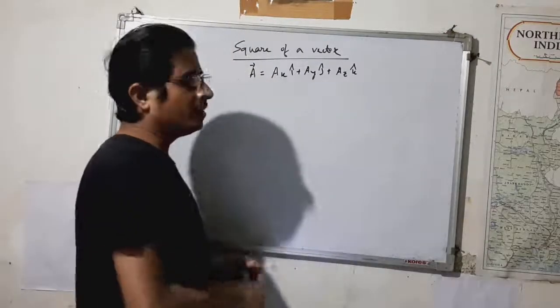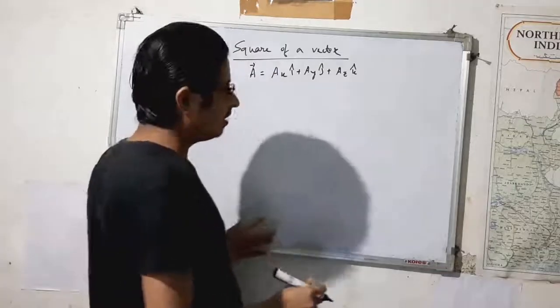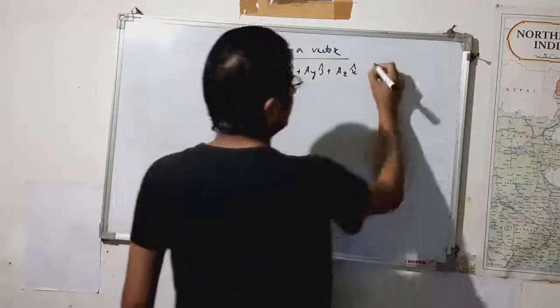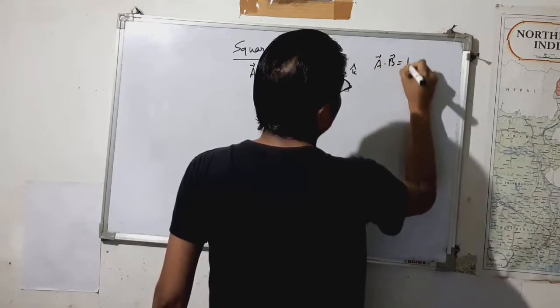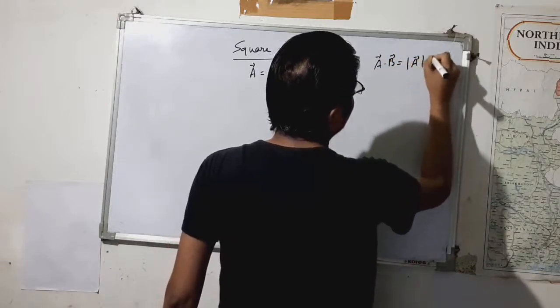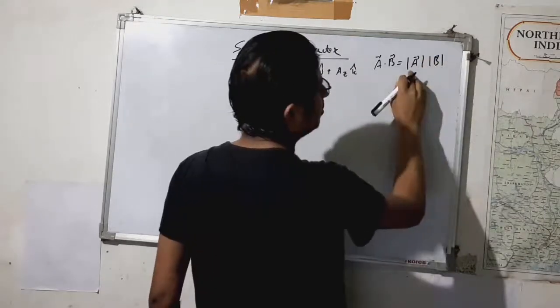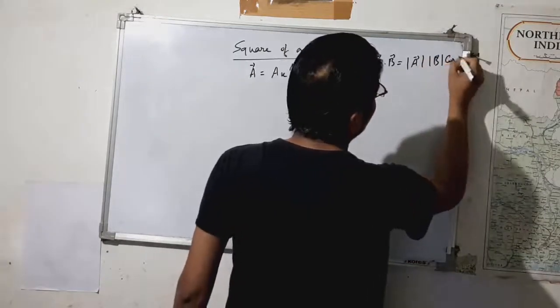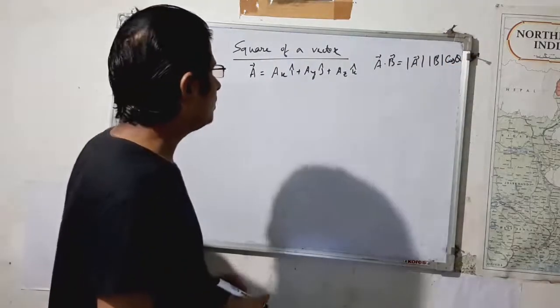So in my first video, I have defined scalar product. Scalar product of two vectors. Suppose A and B, then their product should be magnitude of A, magnitude of B, cos of theta, where theta is the angle between A and B.